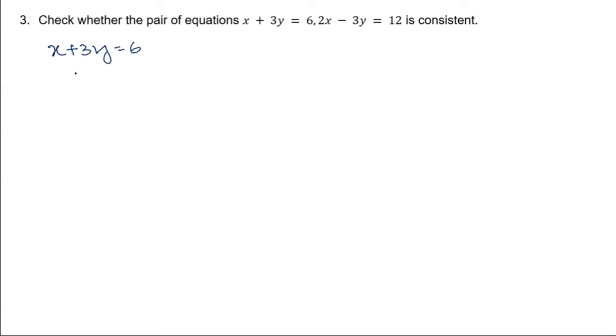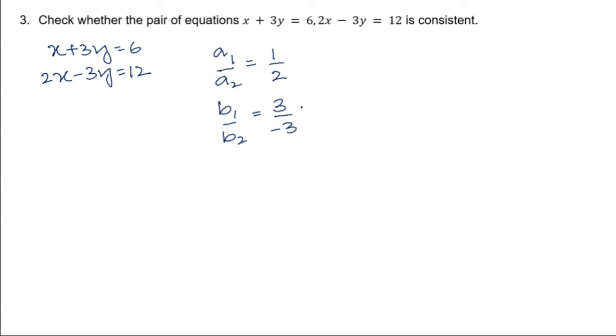In these two equations, we need to identify the respective coefficients. I'll be writing here a1 upon a2. Here a1 is 1, a2 is 2. I will also be writing b1 upon b2. Here b1 value is positive 3, b2 value is negative 3. We get it as negative 1.